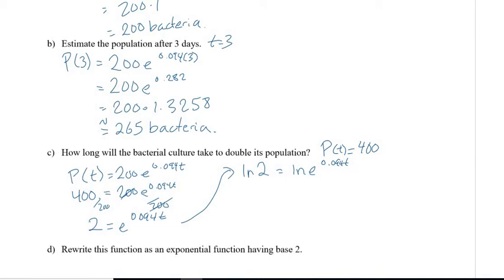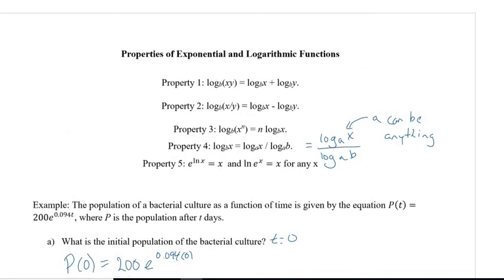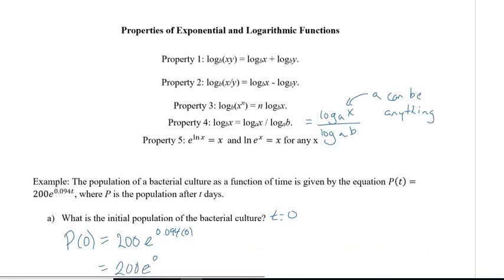So that's going to be the natural logarithm of 2 is equal to the natural logarithm of e to the 0.094t. That probably seems like a bit of a silly thing to do, and maybe if you haven't seen this before, you might not be sure why. But take a look. We said that if inside the logarithm we have it raised to an exponent, we can just move that exponent out front according to property 3.